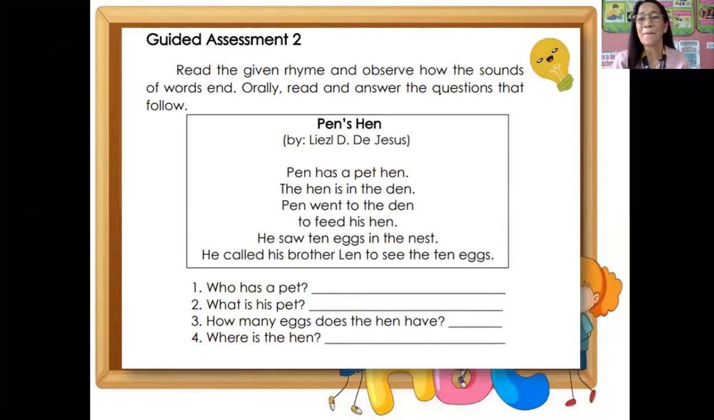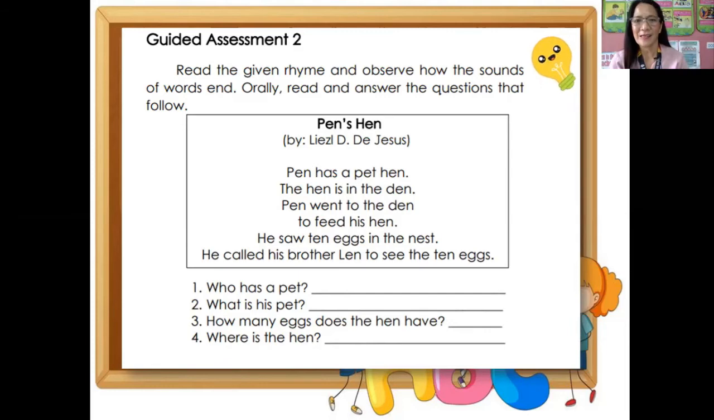Pan has a pet hen. The hen is in the den. Pan went to the den to feed his hen. He saw 10 eggs in the nest. He called his brother Len to see the 10 eggs.